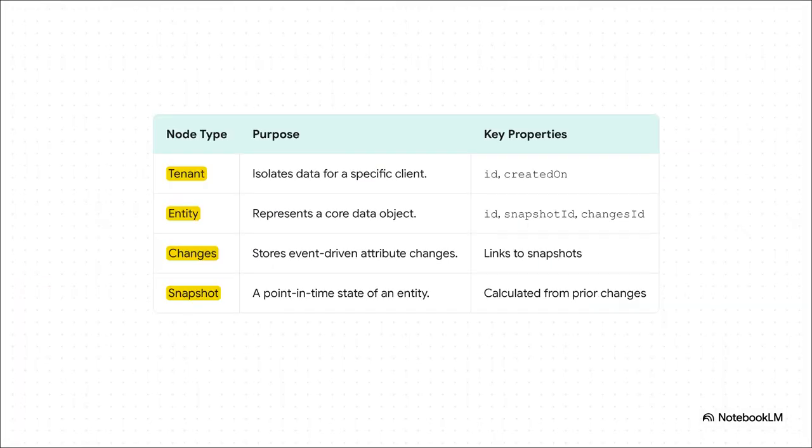So what does this graph actually look like when you peel back the layers? It's really built from just a few key types of nodes. You've got your tenant node, which keeps everyone's data separate. Then you have the entity, which is your core object, like a user or an order. Every time that entity changes, a changes node is created to record exactly what happened. And based on that, a brand new snapshot node is generated to represent the state of that entity at that exact moment in time. It's a beautiful system.